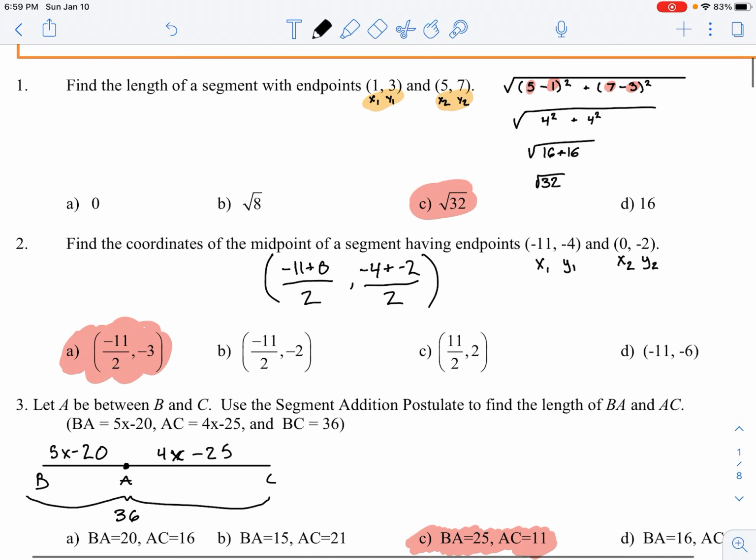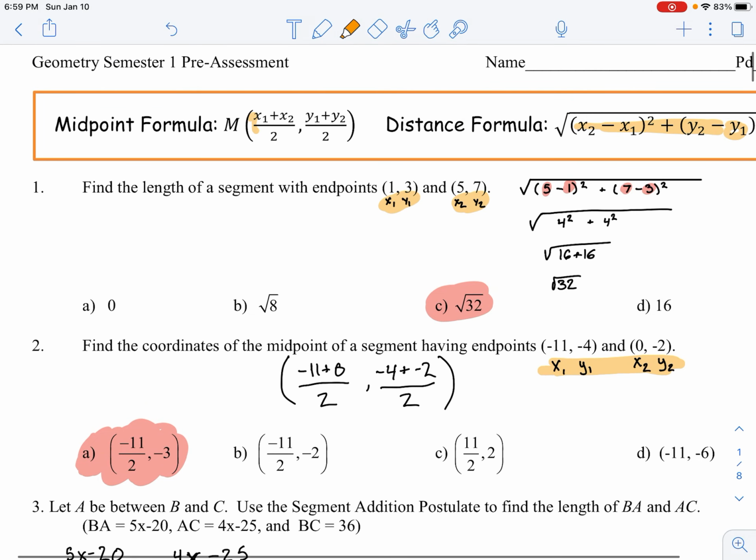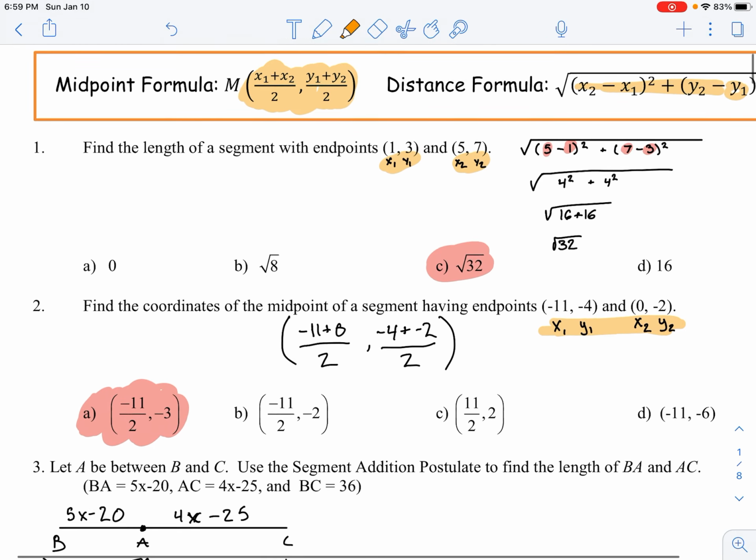Okay, number 2. It says find the coordinates of the midpoint of a segment having these two endpoints. Again, I have these labeled x1, y1, x2, y2. I never really taught this with the formula. I did give it to you, but I've always stated that it's really just the average of your x values and the average of your y values.